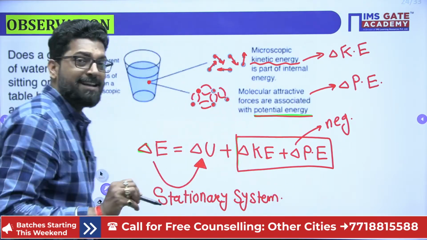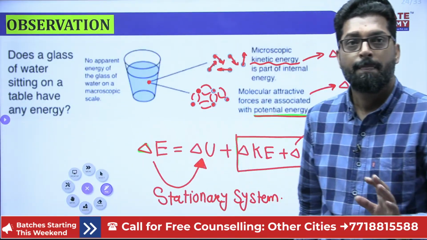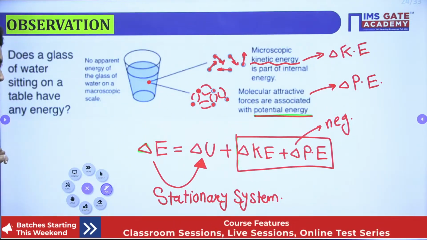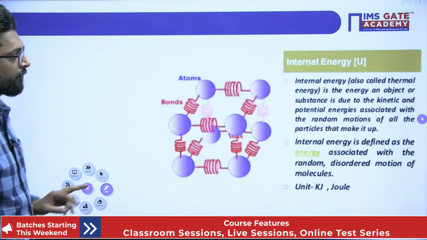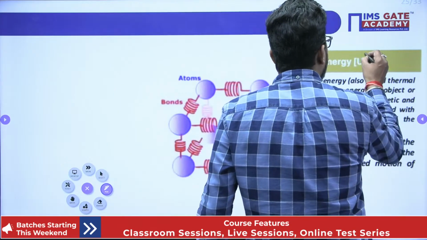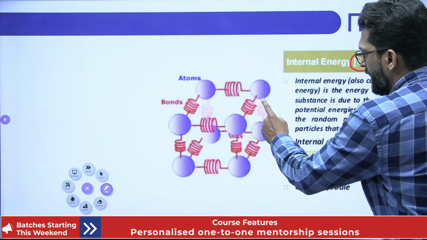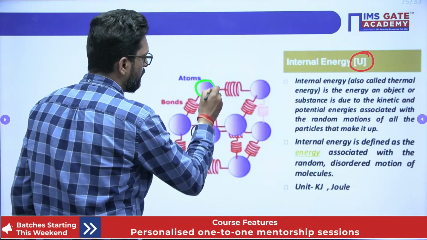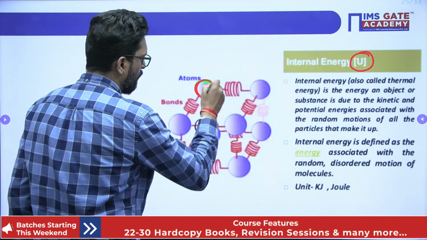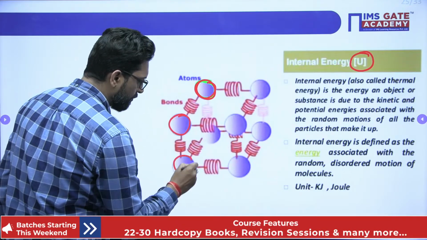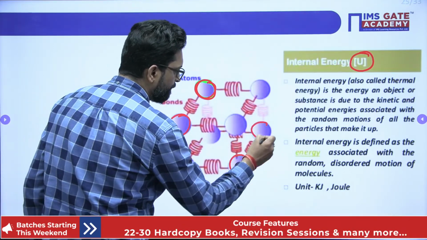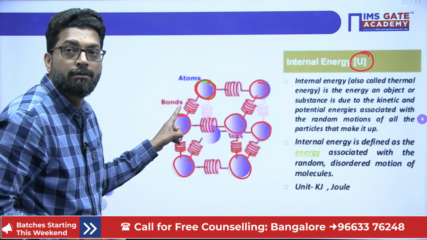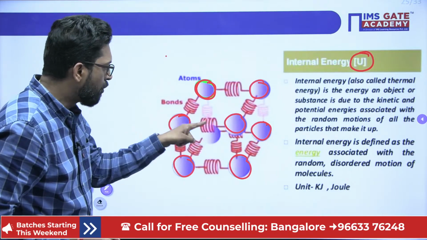So what is meant by a stationary system? Now you have to be clear. Okay, that is our stationary system. Now see this one. What is the internal energy? See, there are molecules, that means there are atoms. Yes or not? These are your atoms, different atoms, and those atoms are connected by bonds, different bonds.